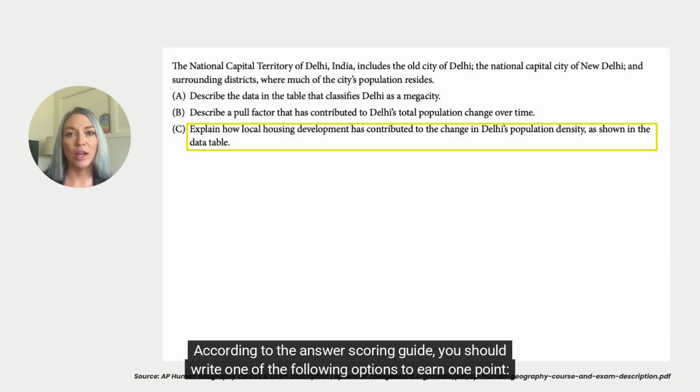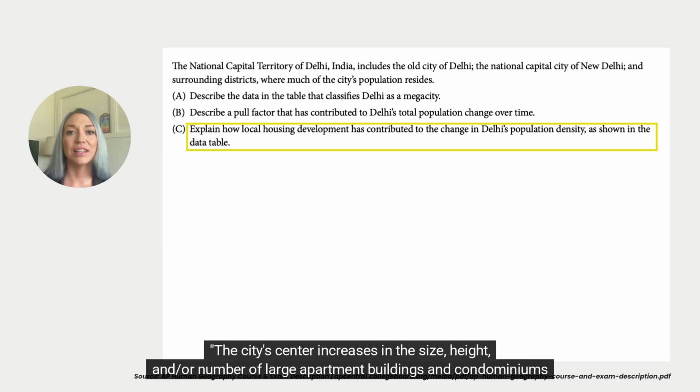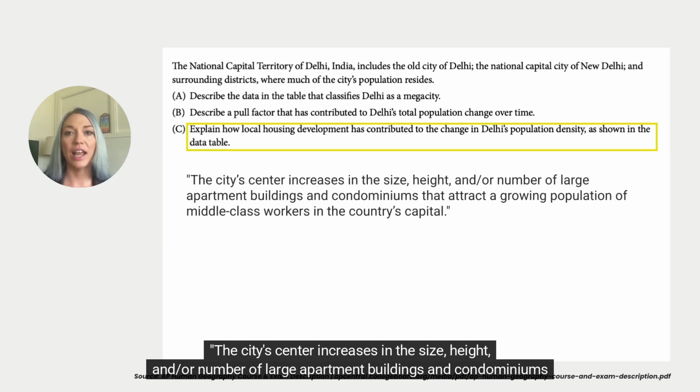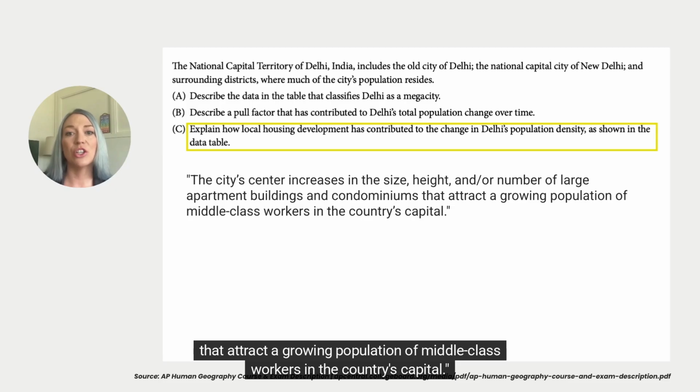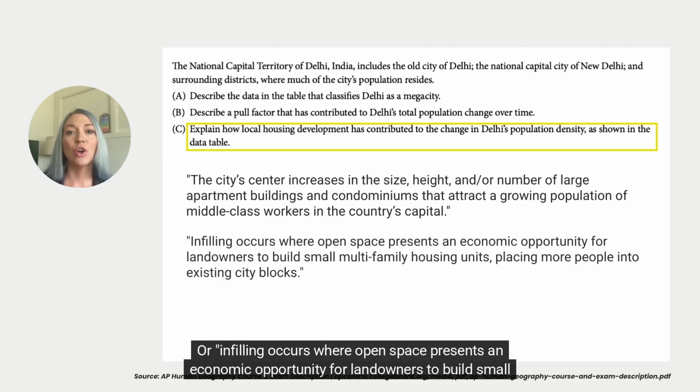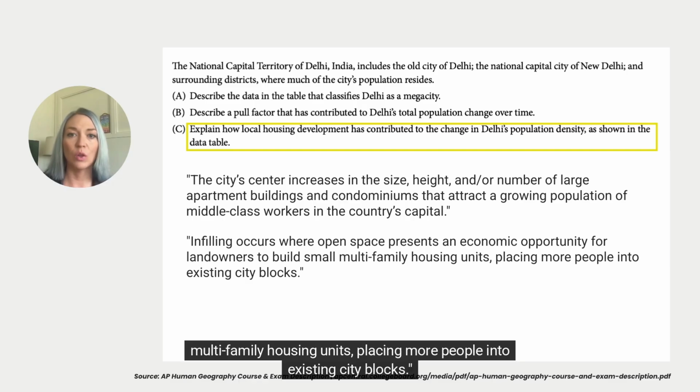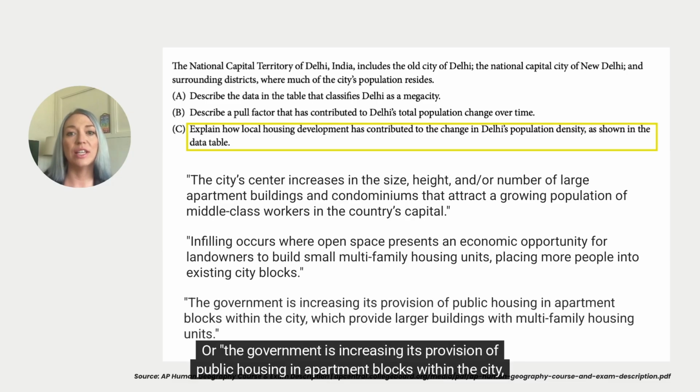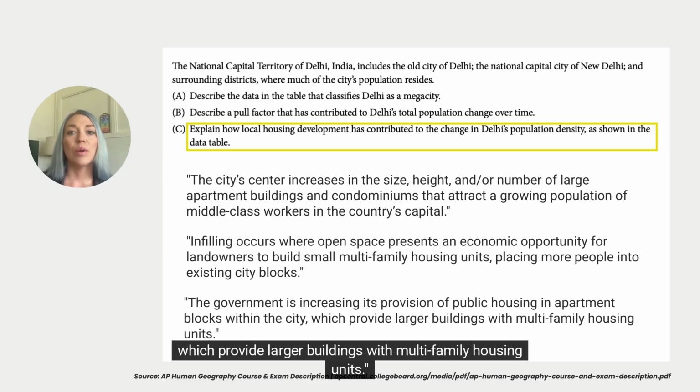According to the answer scoring guide, you should write one of the following options to earn 1 point. The city's center increases in the size, height, and/or number of large apartment buildings and condominiums that attract a growing population of middle-class workers in the country's capital. Or infilling occurs where open space presents an economic opportunity for landowners to build small multifamily housing units, placing more people into existing city blocks. Or the government is increasing its provision of public housing and apartment blocks within the city, which provide larger buildings with multifamily housing units.